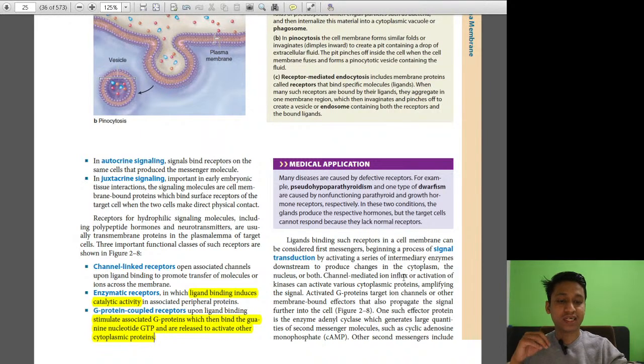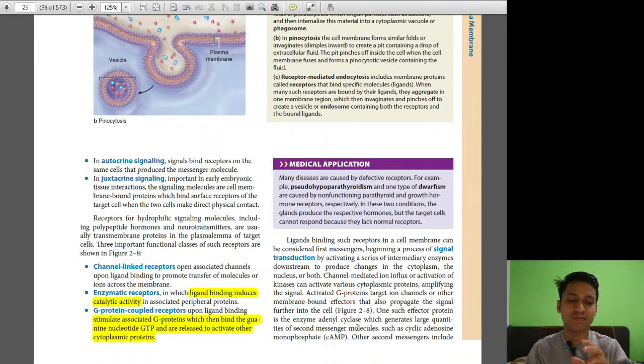Channel mediated ion influx or activation of kinases can activate various cytoplasmic proteins, amplifying the signal. Activated G protein targets ion channels or other membrane bound effectors that also propagate the signal further into the cell. One such effector protein is the enzyme adenyl cyclase, which generates large quantities of second messenger molecules such as cyclic adenosine monophosphate.